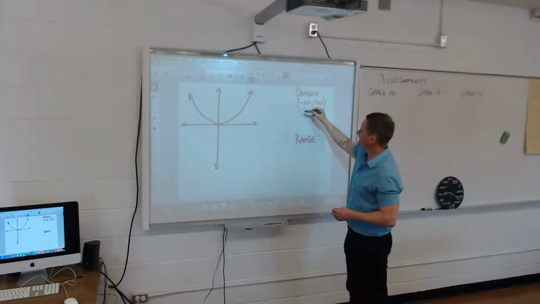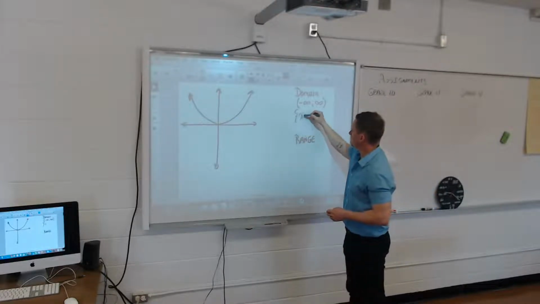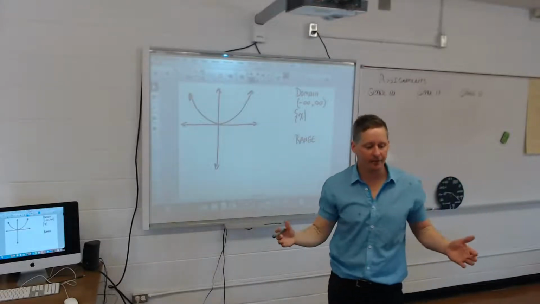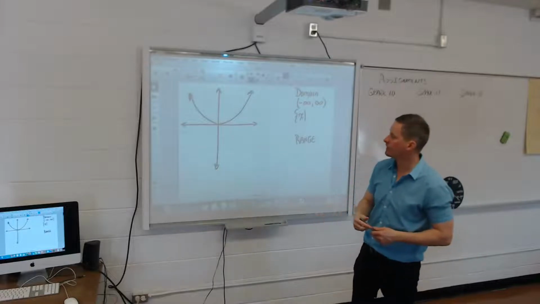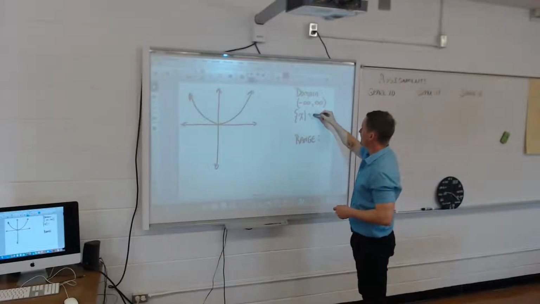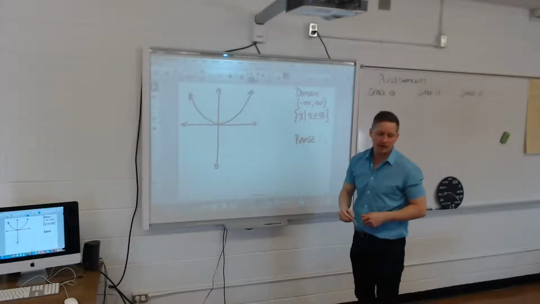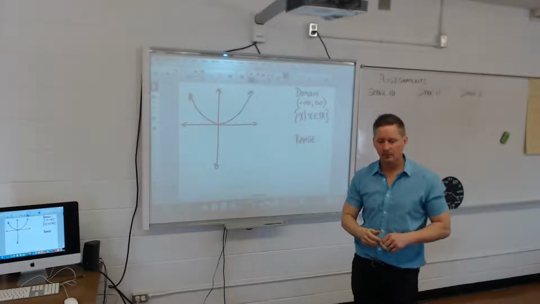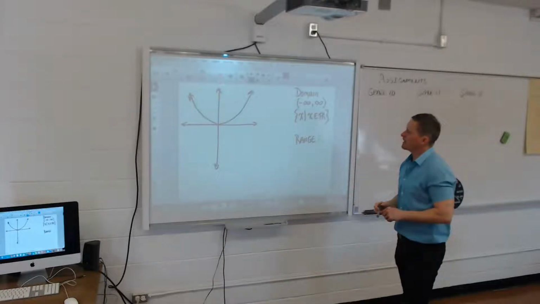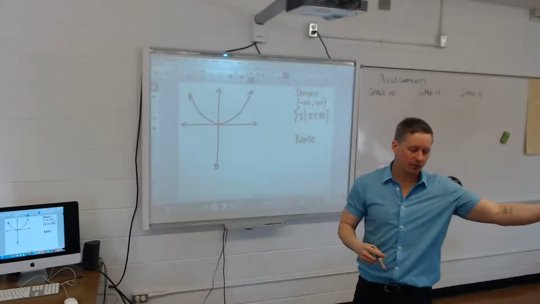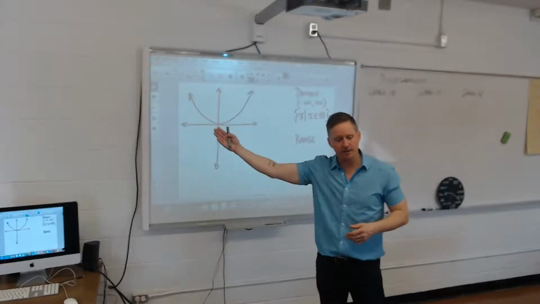To write that in set notation. So if it goes from negative infinity to positive infinity and covers every possible value, every possible real number, we do the same thing again that we did on the last one. X is an element of all real numbers. Okay? So that didn't change. The reason it didn't change is because the arrowheads show that it goes way to the left and way to the right.